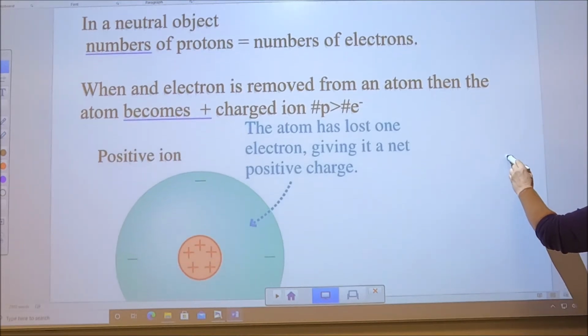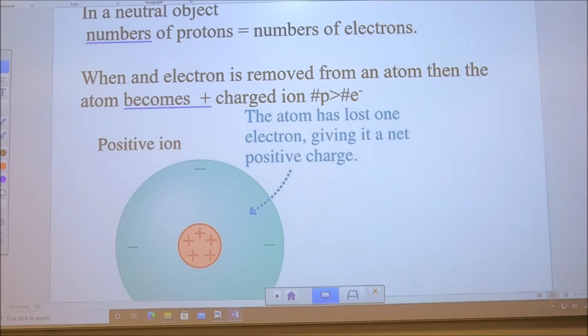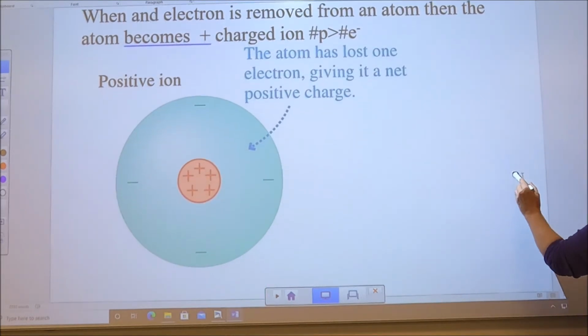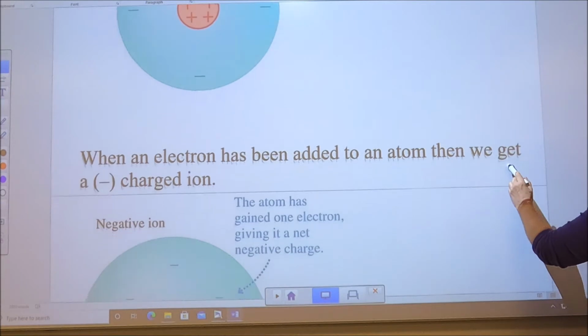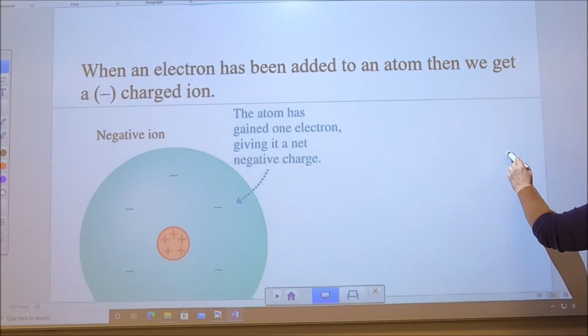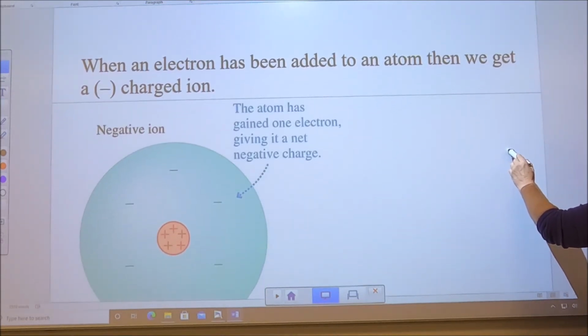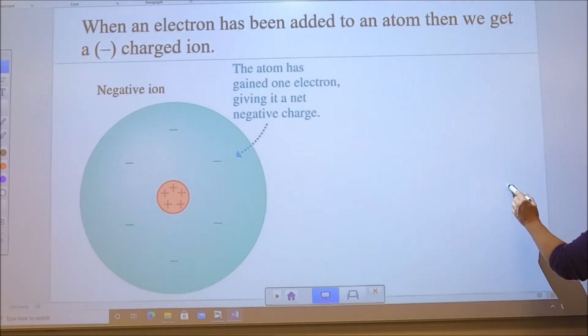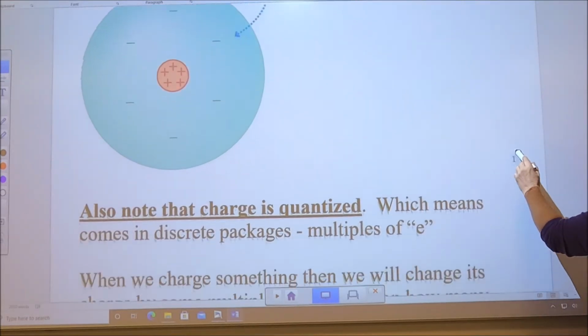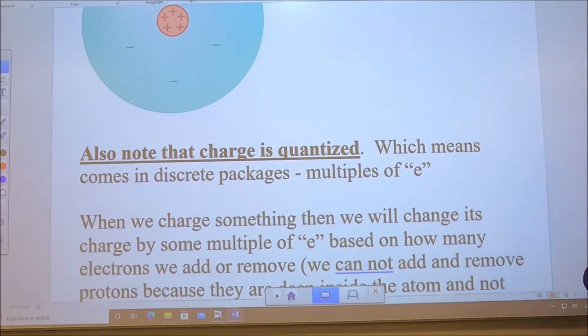For a neutral object then, number of protons equals number of electrons. When an electron is removed from the atom, it becomes positively charged, so the number of protons is greater than the number of electrons. When electrons have been added, it becomes negatively charged because now the number of protons is less than the number of electrons. Also, one of the things we want to notice is that charge is quantized. It comes in those hunks of 1.60 times 10 to the minus 19 coulombs, multiples of e.